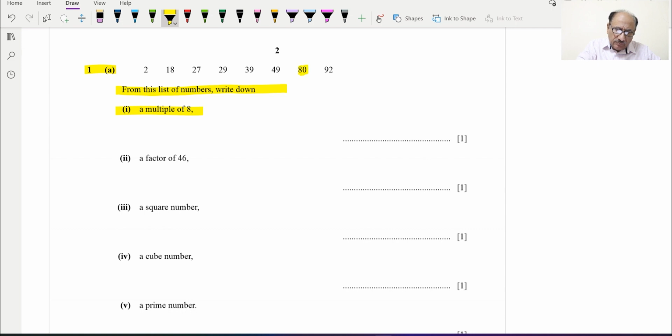A multiple of 8 can be 80, so we can write 80. Then a factor of 46. 2 is a factor of 46, so we can provide the answer as 2. These are all 1 mark questions. Then a square number. 49 is a square number, 7 squared is 49. So we can write 49 as the answer.